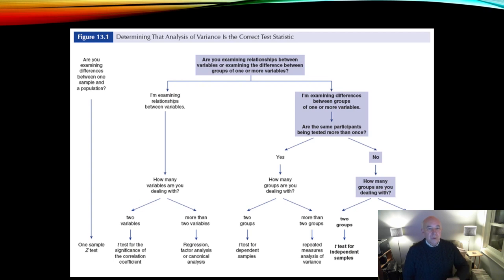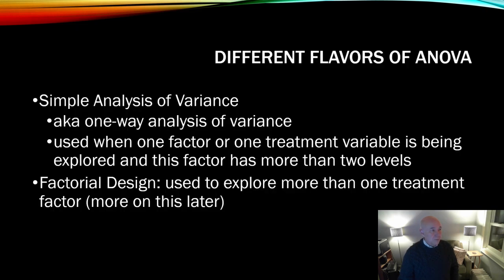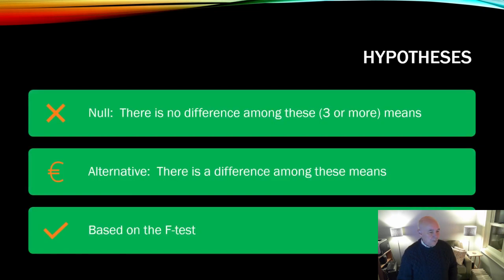How many groups are you dealing with? If it were 2 groups, we'd be doing a t-test. More than 2 groups, we're going to do analysis of variance. And we're going to start talking about simple one-way analysis of variance, and I'm going to have you do a one-way analysis of variance so that you see it and you can see how it works.